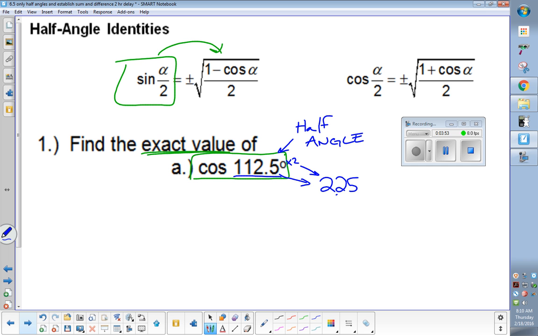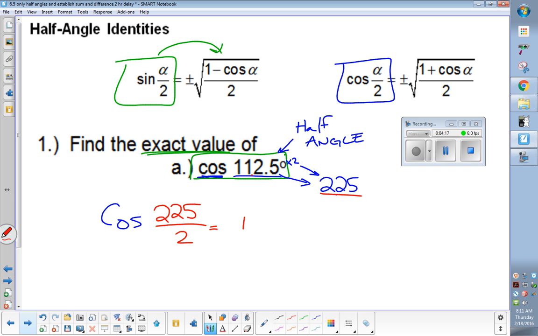So with that in mind, we're using one of these two formulas. It's a cosine problem, so I'm going to use the cosine formula. So I'm doing the cosine. Well, what angle are we cutting in half? Well, we're going to cut 225 in half. So it's cosine of 225 cut in half. That's what 112.5 is. So let's plug in what we know.